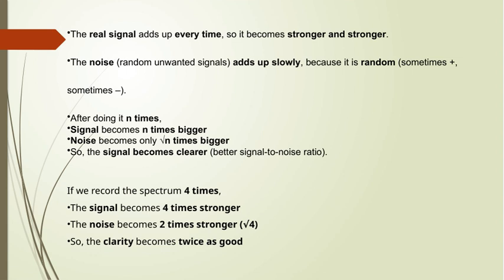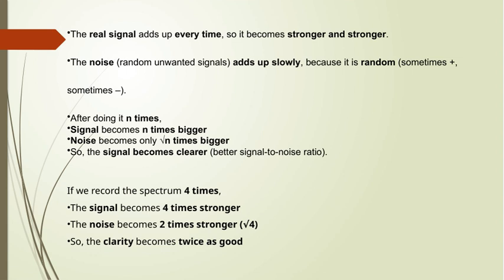Now imagine we do this process n times. The signal becomes n times bigger, which is a linear increase. But the noise only increases by the square root of n, which is a much slower growth. This means that, over time, the signal stands out more clearly against the noise, improving our signal-to-noise ratio. For example, if we record the spectrum 4 times, the signal gets 4 times stronger, but the noise only increases by 2 times, since the square root of 4 is 2. As a result, our clarity improves, specifically, it doubles. So by repeating measurements, we make the signal clearer and easier to analyze, which is fundamental in extracting accurate information from noisy data.